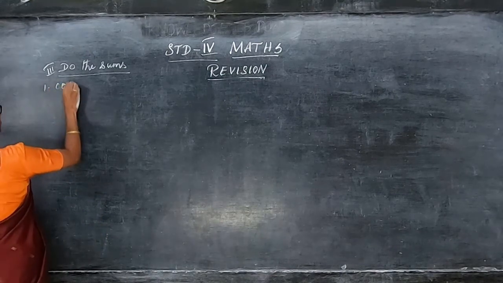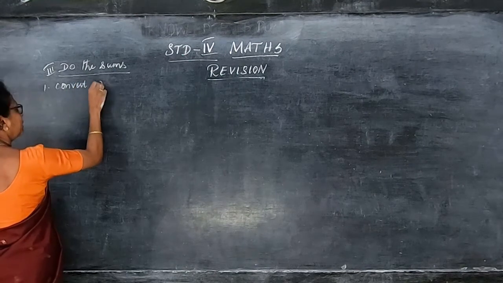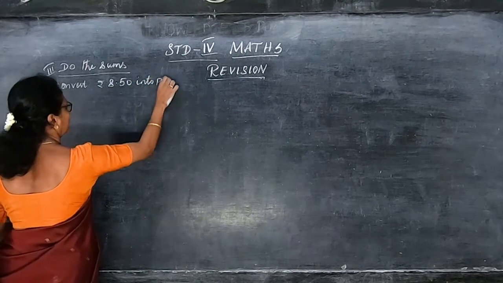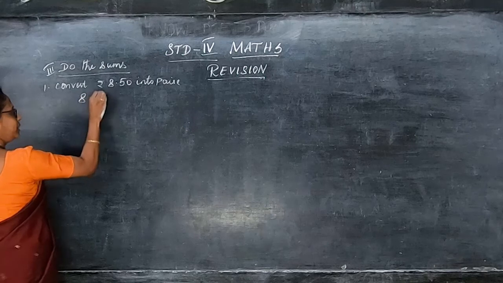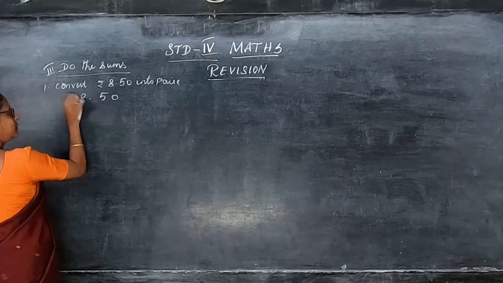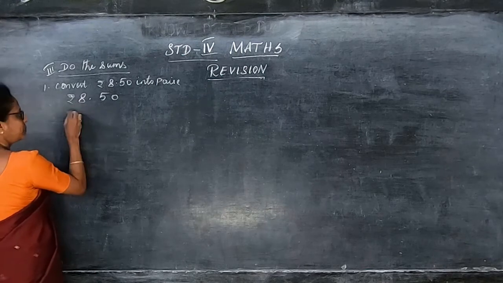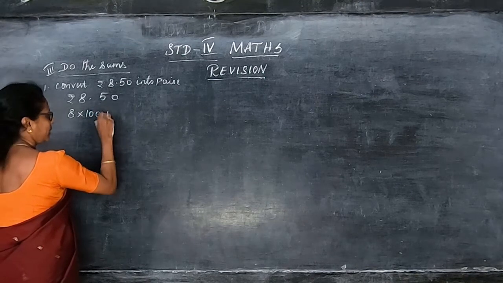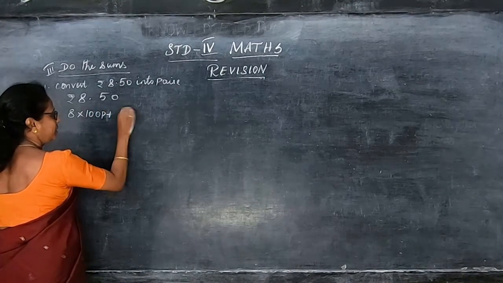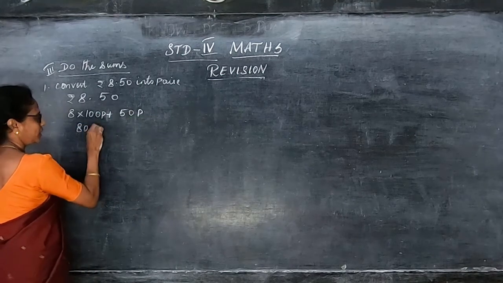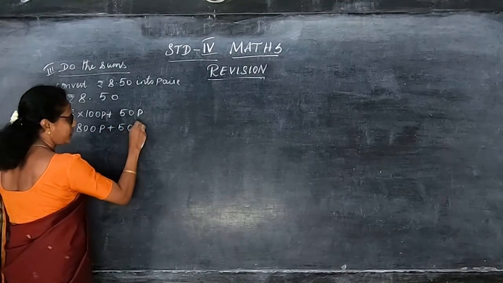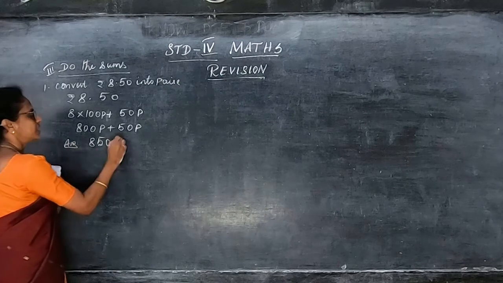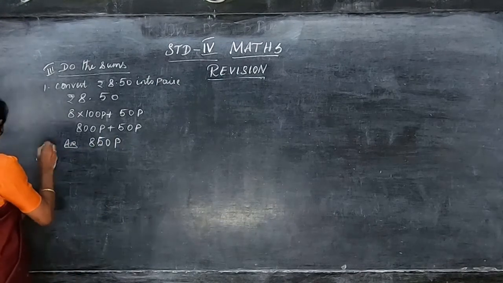Convert rupees 850 into paise. So in the 850 you have rupees, so this rupees you have to convert. Paise will remain as it is. 1 rupee is 100 paise. So how many paise for 8 rupees? So 8 into 100, 800 paise plus 50 paise. That is equal to 850 paise. This is the answer. Okay. So like this we have to do it step by step.